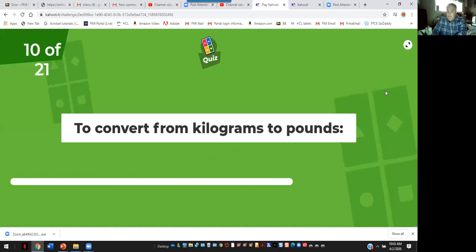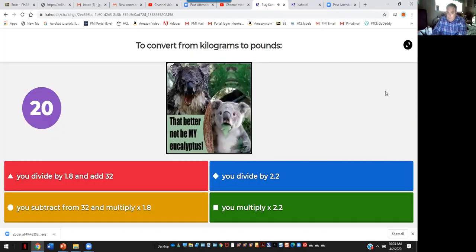Okay, if you're going to convert from kilogram to pound: kilogram ends in M, you multiply. Pound ends in D, you divide. Since it's M, we're going to multiply by 2.2.